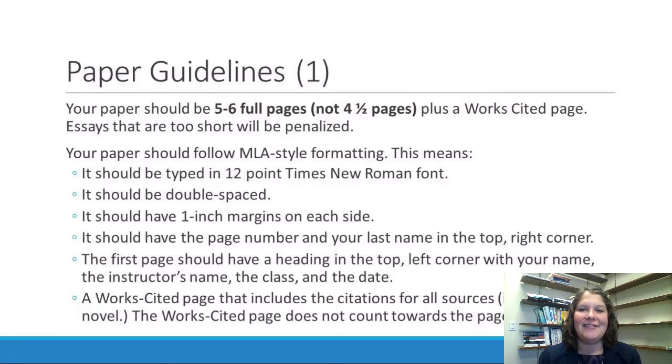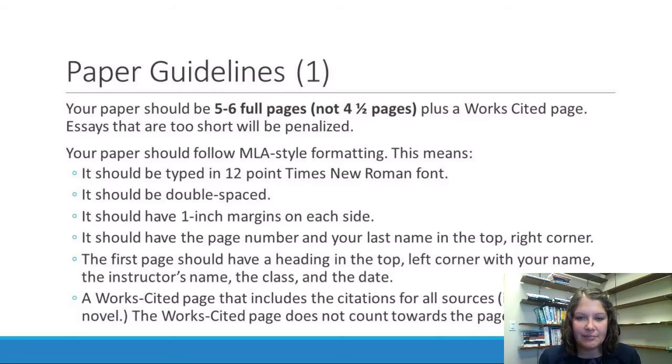And then finally, I will go over the paper guidelines. This paper should be 5 to 6 full pages, not 4.5 pages, and that does not include the works cited page. So it should be a minimum of 5 full pages plus a works cited page. It should follow MLA style formatting. So this means it should be typed in 12-point Times New Roman font. It should be double spaced. It should have 1-inch margins on each side.